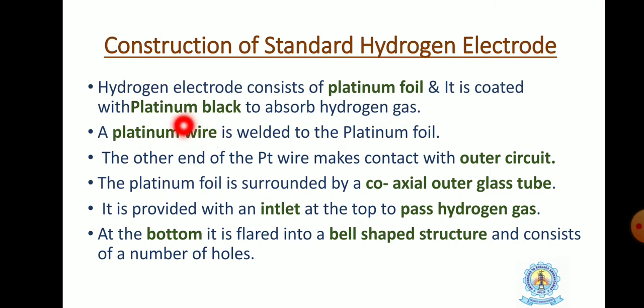Here, see, the hydrogen electrode consists of platinum foil and it is coated with platinum black to absorb hydrogen gas. Here we have taken a platinum wire. One end is welded to the platinum foil and the other end of the platinum wire is in contact with the outer circuit. Later, the platinum foil is surrounded by a coaxial glass tube which contains an inlet for the passage of the hydrogen gas. The bottom of the glass tube is bell bottom shaped and contains a number of holes which help in the escaping of the hydrogen gas.